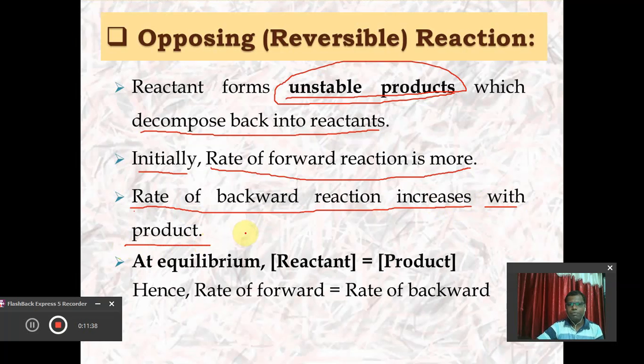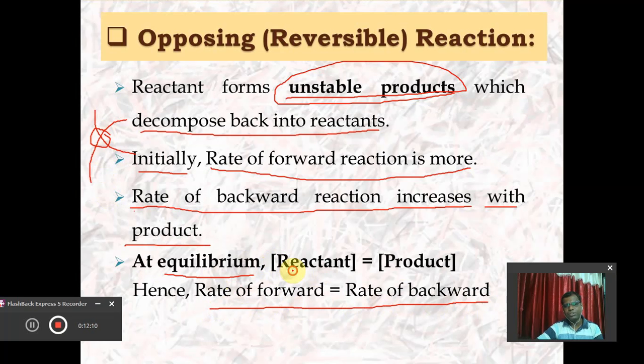And there will be one stage, that condition is called the equilibrium condition. Here the rate of forward reaction goes on decreasing and the rate of backward reaction goes on increasing, and there will be one condition at which the rate of forward reaction becomes equal to the rate of backward reaction, and that condition is called the equilibrium condition.